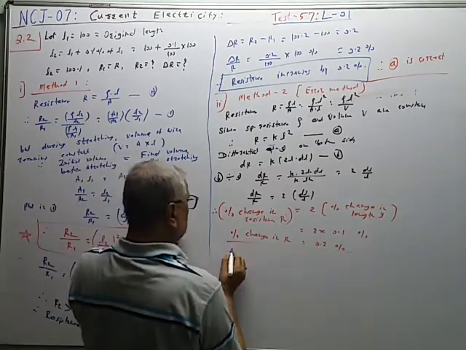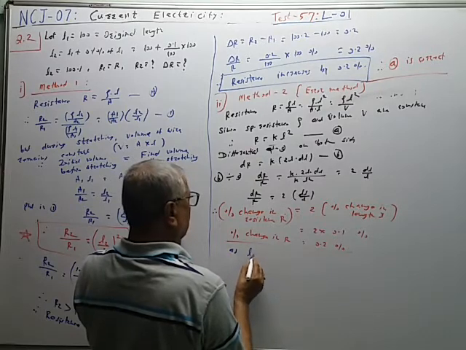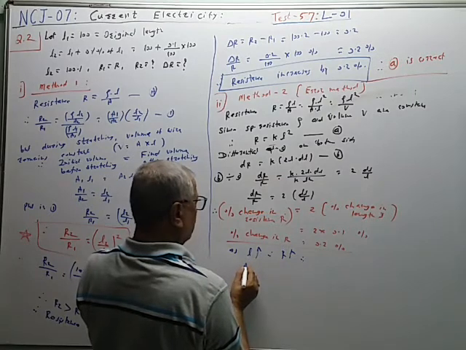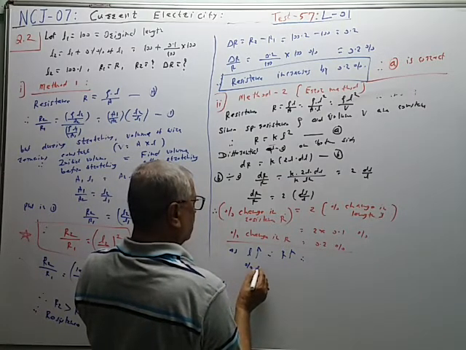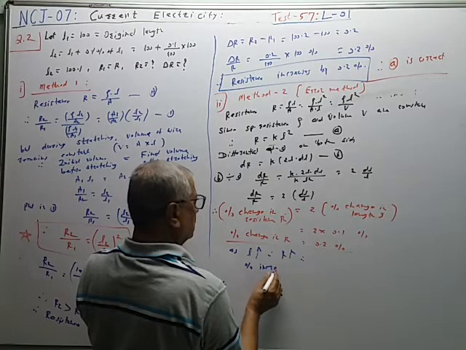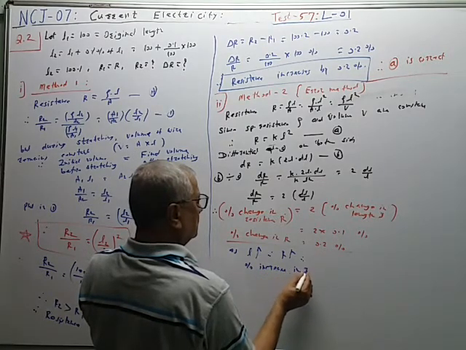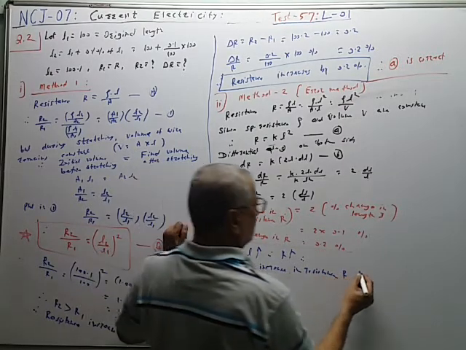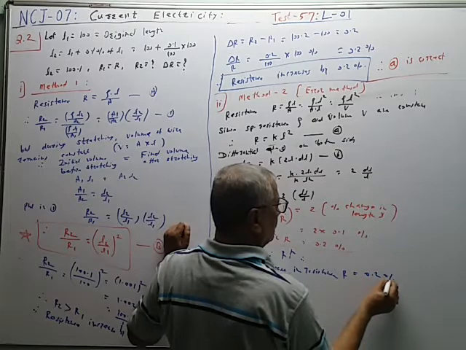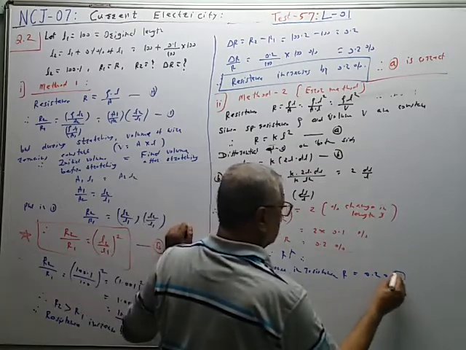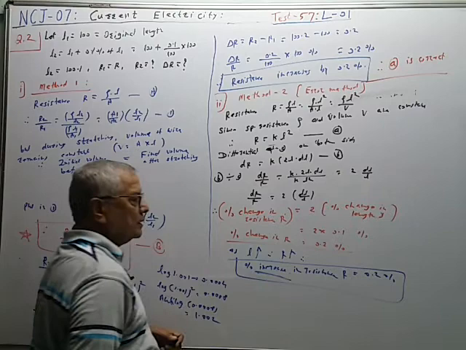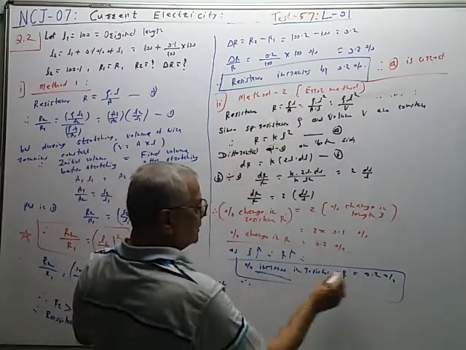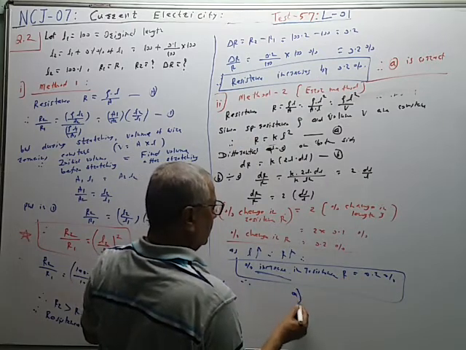As L increases, therefore R increases, therefore the percentage increase in resistance R is equal to 0.2%. Percentage increase, and therefore resistance increases by 0.2%. Percentage increase in resistance is equal to 0.2%. Therefore, A is correct.